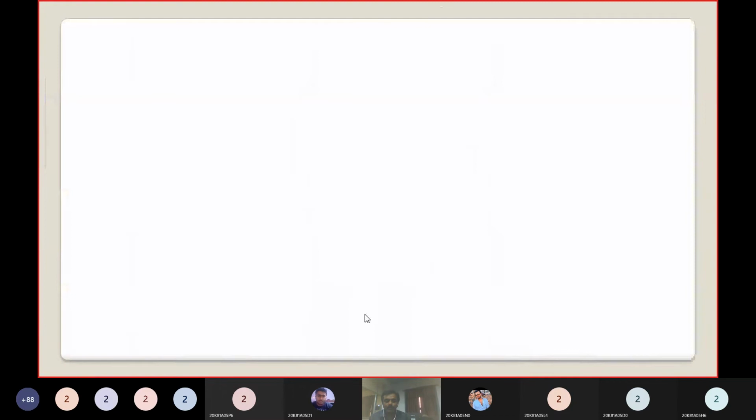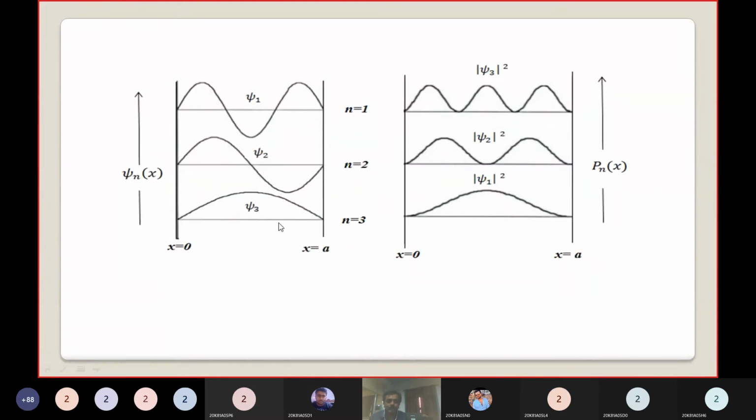If you substitute n equal to 1, so this is n equal to 1. The mention here is wrong. So this is psi 1. If you substitute n equal to 1, that wave will become like this. If n equal to 2, this is psi 2, wave will become like this. If n equal to 3, wave will become like this.